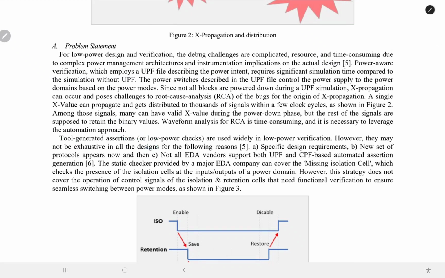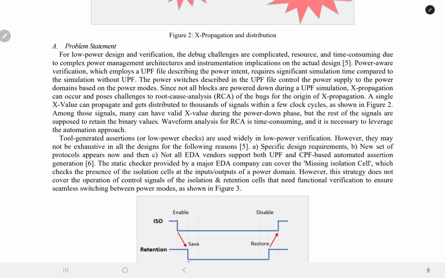Tool-generated assertions or low-power checks are used widely in low-power verification. However, they may not be exhaustive in all designs for the following reasons. A. Specific design requirements. B. New sets of protocol speeds now and then. C. Not all EDA vendors support both UPF and CPF-based automated assertion generation.